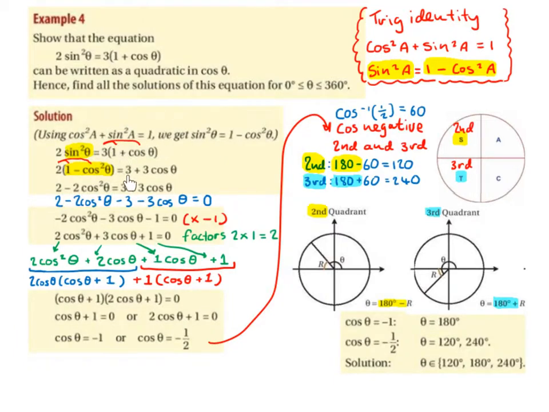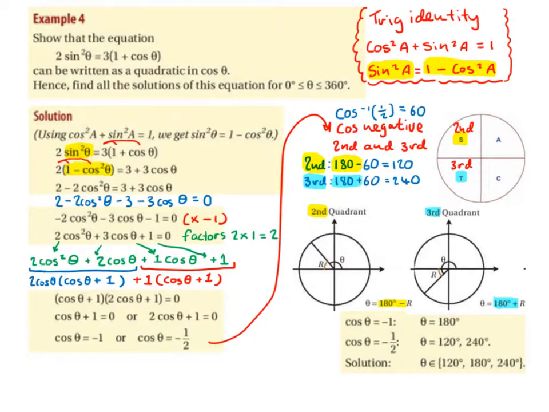3 multiplied by 1 is 3. 3 multiplied by cos of theta is 3 cos theta. So we get 2 times 1 minus cos squared theta is equal to 3 plus 3 cos theta. So then we're going to multiply out these brackets. 2 multiplied by 1 is 2. 2 multiplied by minus cos squared theta is minus 2 cos squared theta. And then we bring this down.